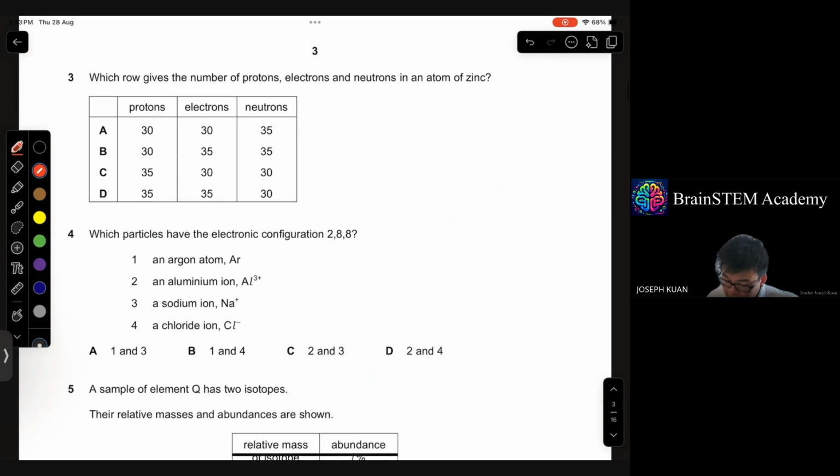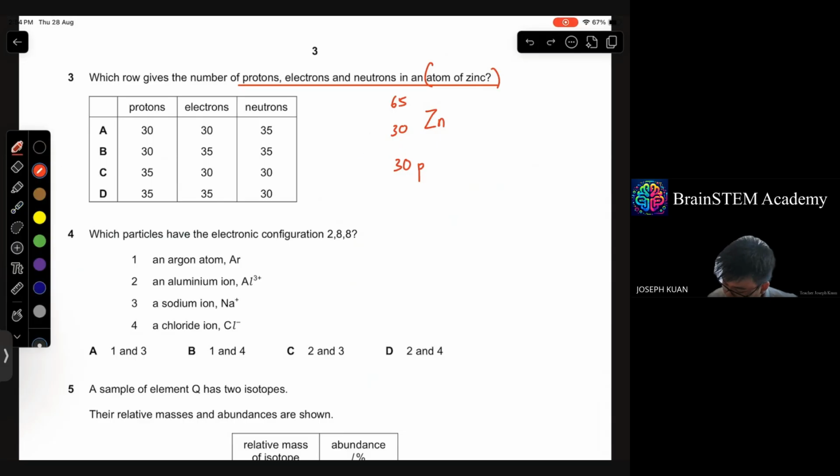Next question. Which row gives the number of protons, electrons, and neutrons in an atom of zinc? According to the periodic table, the nucleon number of zinc is 65, and the proton number of zinc is 30. So it has 30 protons, which we can read from the atomic number. Then we can find the number of neutrons, because the nucleon number is the sum of protons and neutrons. These two are found in the nucleus. Since the number of protons and neutrons equals 65, neutrons must be 65 minus 30. That gives us 35.